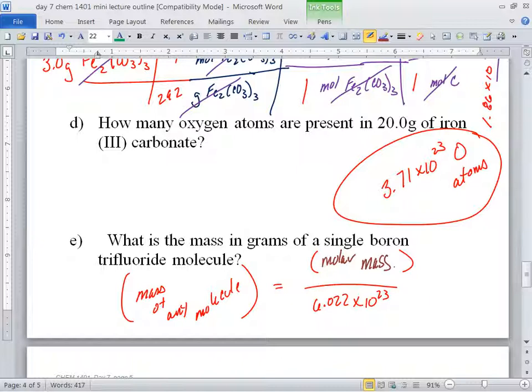So now boron trifluoride would be what chemical formula? BF3. So add up a boron and 3 fluorines, and that's what you'd put in up on top. Divide it by Avogadro, and you have your answer in grams. So we have a couple minutes left. See if you can get it.